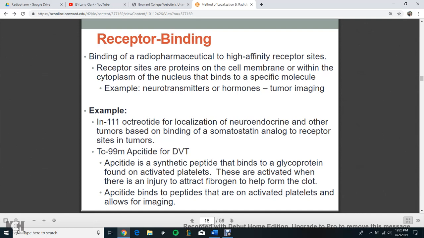Technetium-99m apcitide for DVT. Apcitide is a synthetic peptide that binds to glycoprotein found on activated platelets. These are activated when there is an injury to attract fibrinogen to help form the clot. Apcitide binds to peptides that are on activated platelets and allows for imaging.